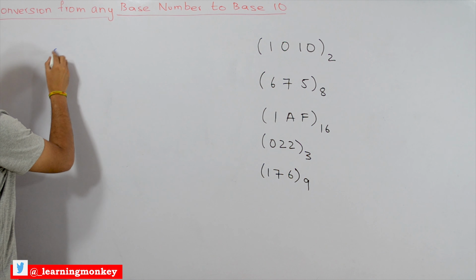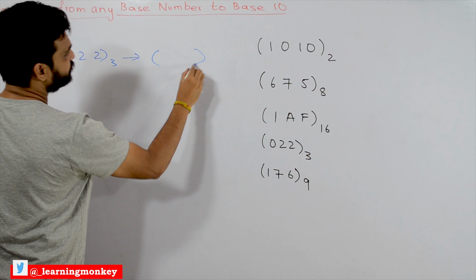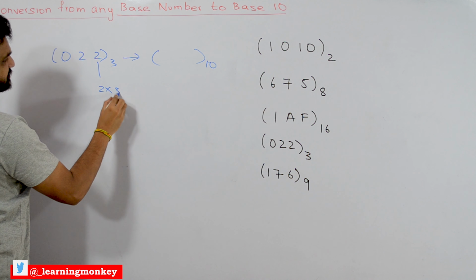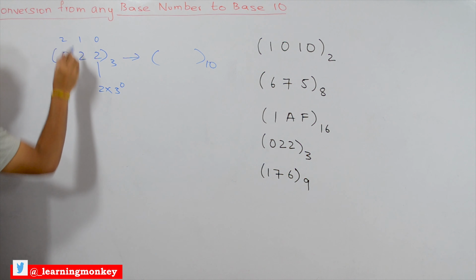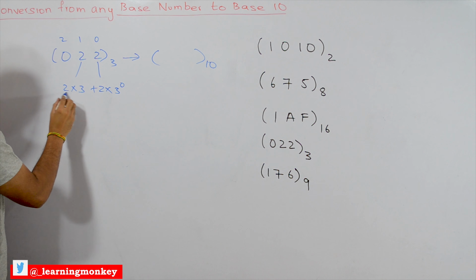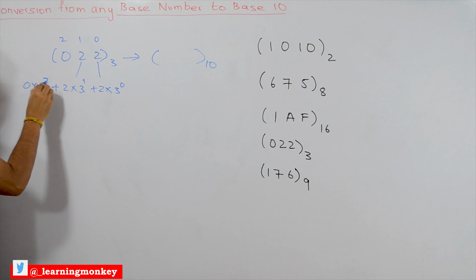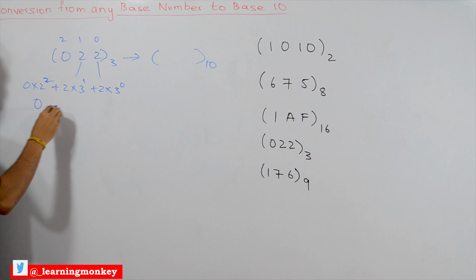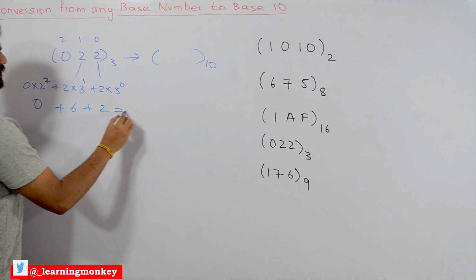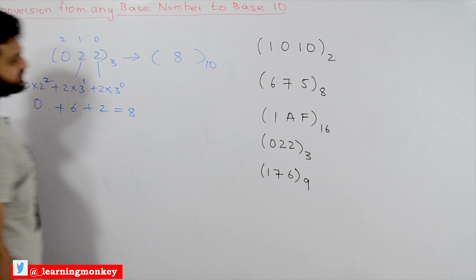The given number is 022 in base 3. We have to convert it into a base 10 number. How to convert? Again, it is the digit into base power position. The positions are 0, 1, 2. So 2 into 3 power 0, plus 2 into 3 power 1, plus 0 into 3 power 2. 0 into anything is 0, plus 2 into 3 is 6, plus 2 into 1 is 2. So the decimal conversion of 022 from base 3 to base 10 is 8.